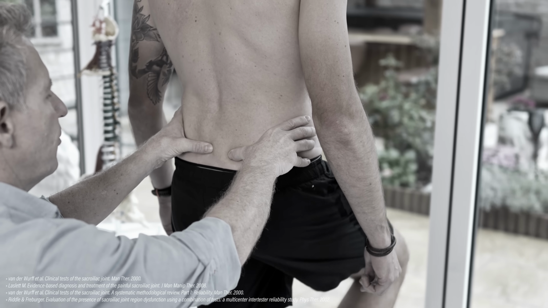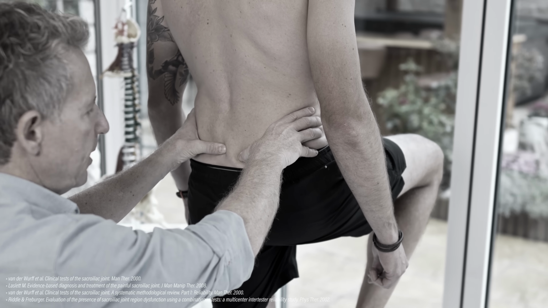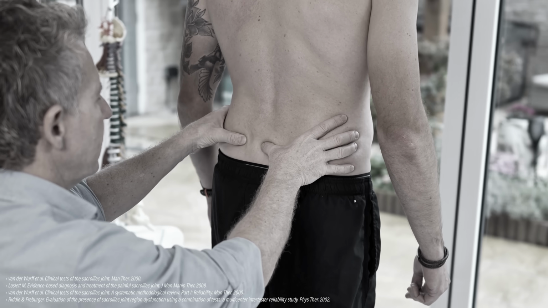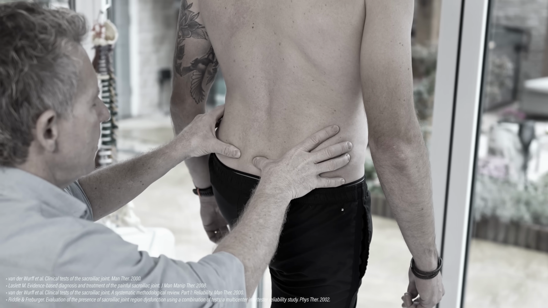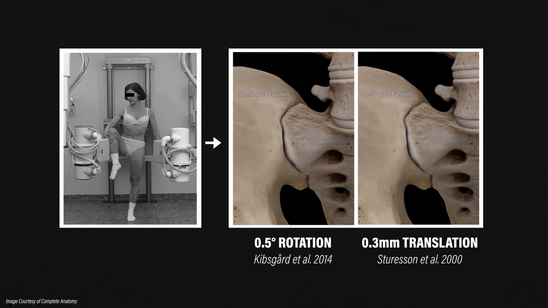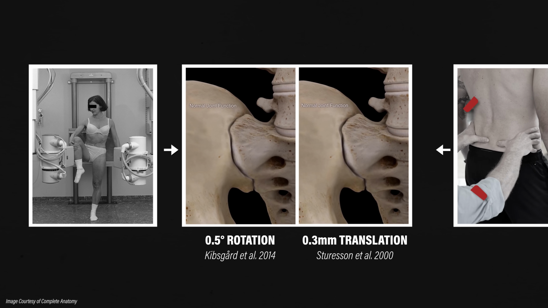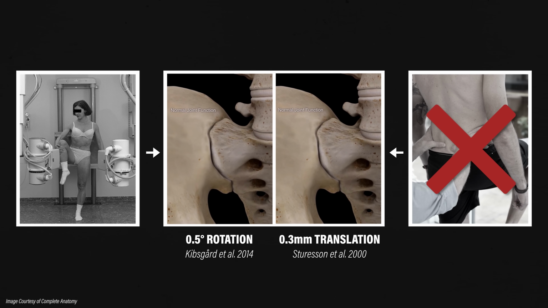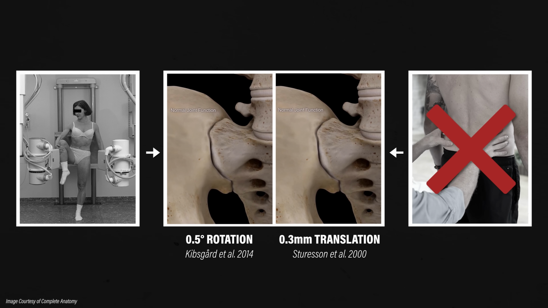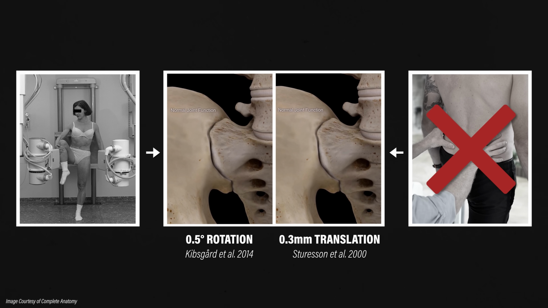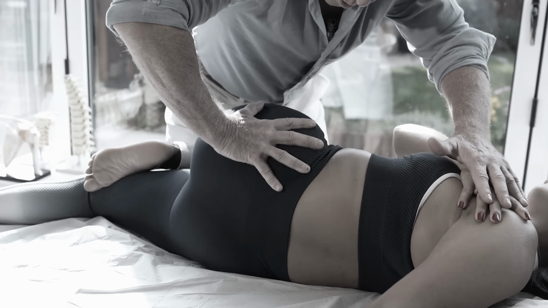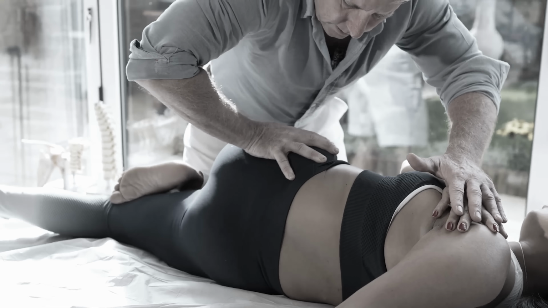There's research going back over 2 decades showing that it is not possible for clinicians to feel changes in the position or movement of the sacroiliac joint. If imaging using implanted markers beneath the skin can only detect 0.3 millimeters of translation or 0.5 degrees of rotation during frequently used tests, it is understandable that this cannot be reliably felt by the hands of clinicians or observed by the naked eye.